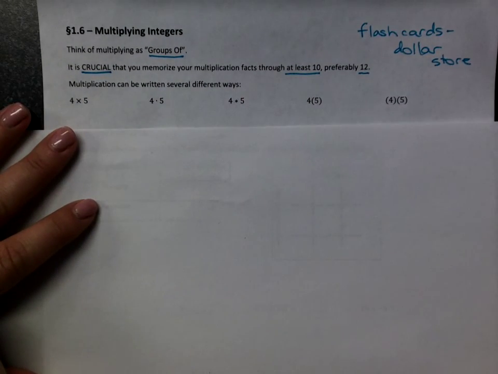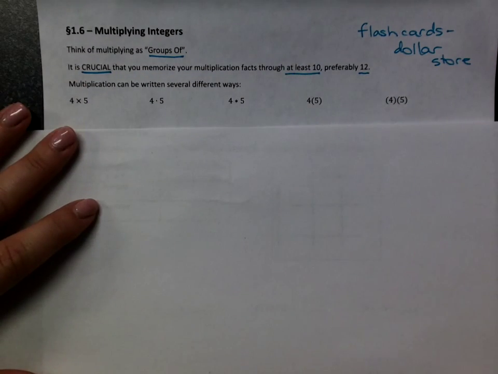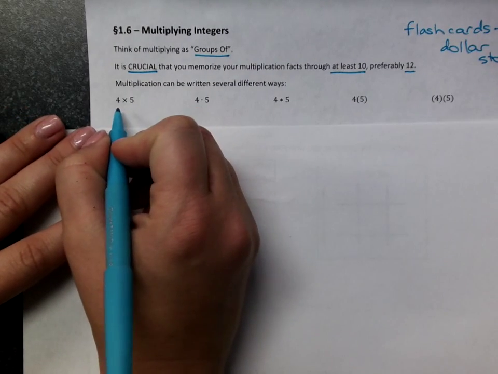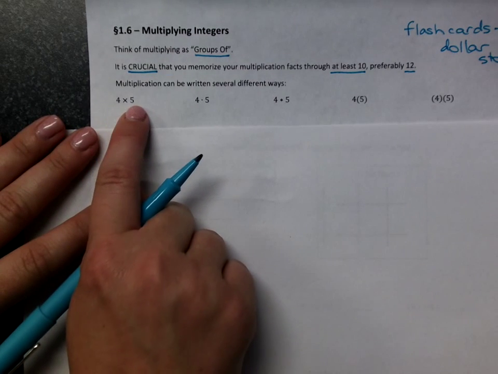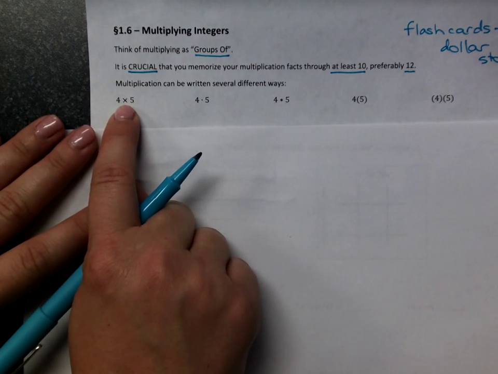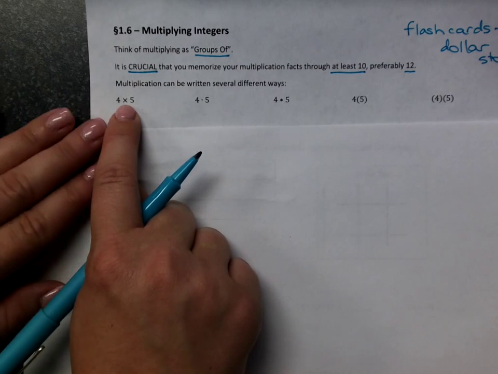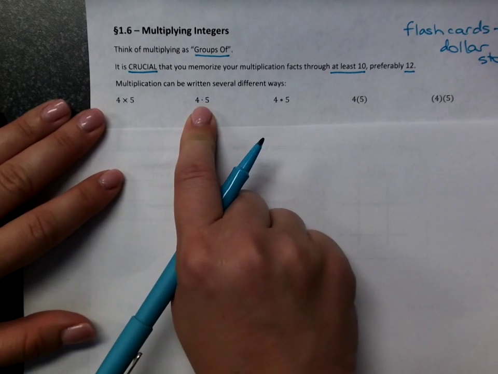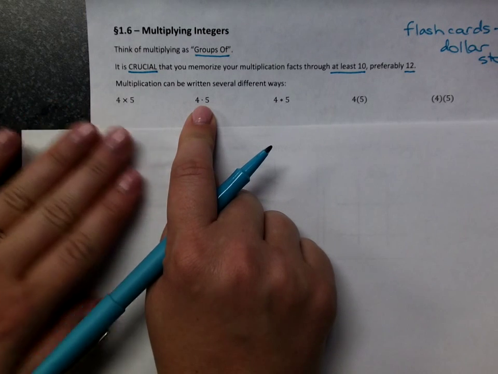Multiplication can be written several different ways. Multiplication probably has the most different number of ways to write the same operation. So the first time we learned multiplication, we learned the little x, 4 times 5. But when we get to algebra and we get to solving, that x means something different. So we don't see that very much in this class. Another way to write it is the dot, 4·5. That's another thing that means multiplication.